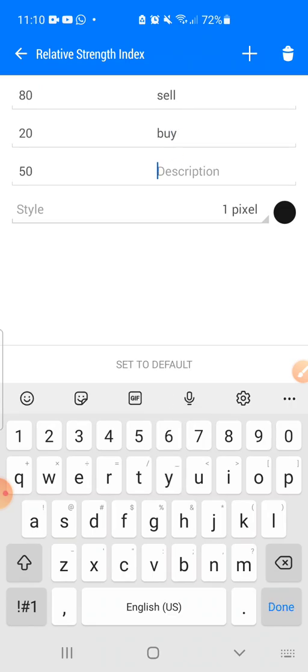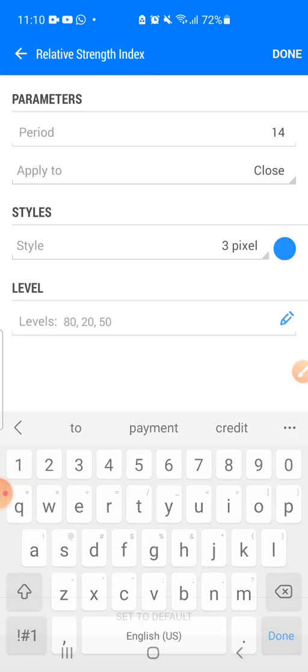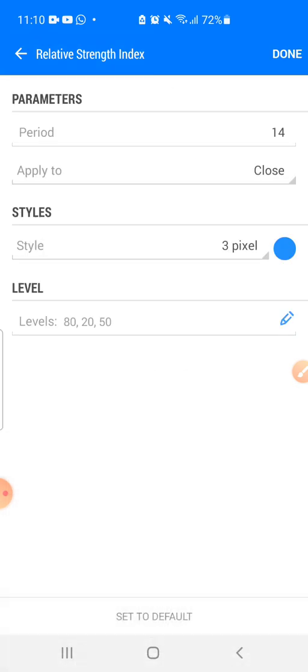And here we can use it as partial entry. I will still explain everything. Partial entry, so I'll just write partial there. Partial entry right there. After this you click on done.